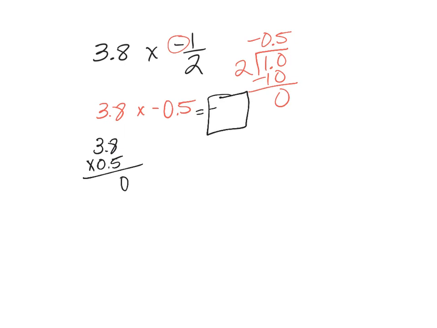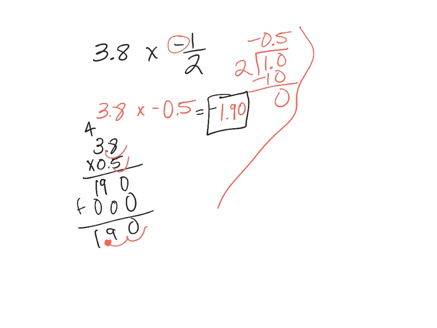5 times 8 is 40. 3 times 5 is 15. 15 plus 4 is 19. Placeholder. 8 times 0 is 0. 3 times 0 is 0. Add it together. You went 2 decimal places. 1, 2. So your answer is negative 1.90. Or negative 1.9 would be the same. Negative 1.90. Yeah, I got it right.